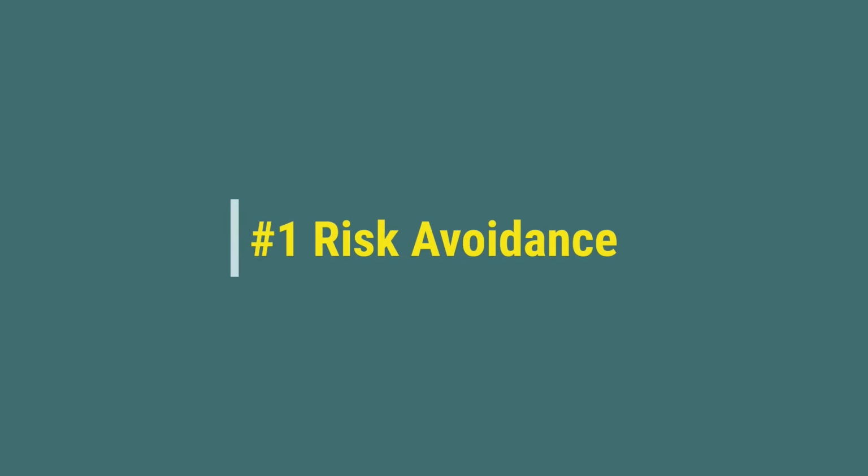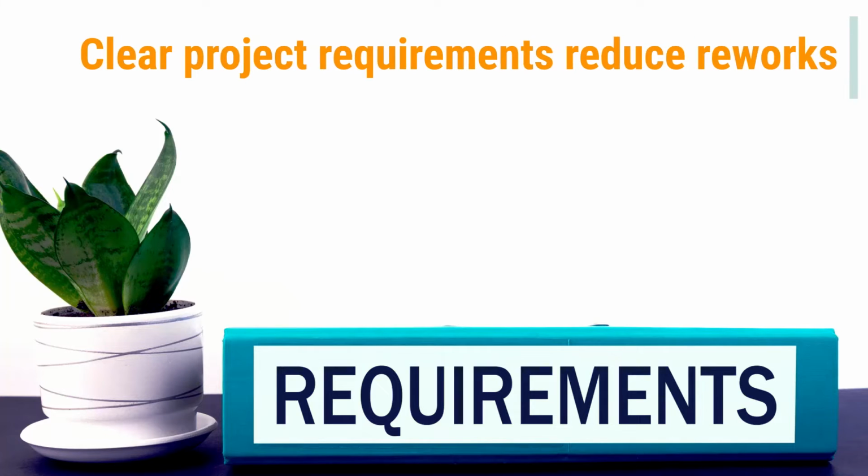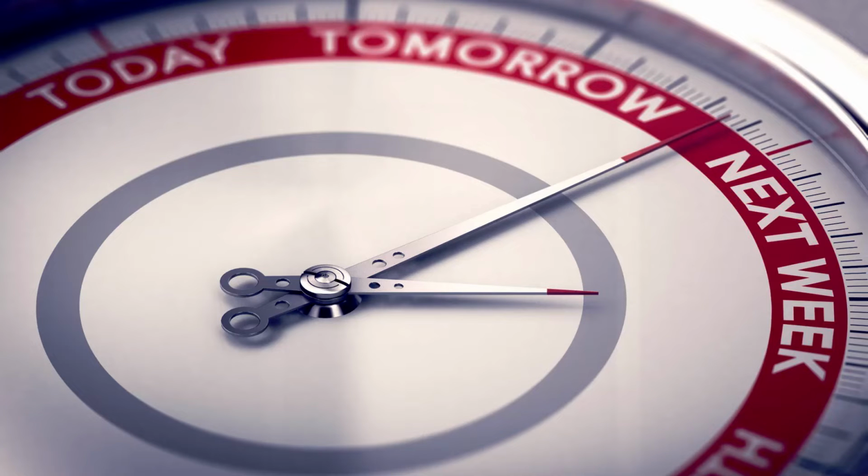Risk avoidance involves taking proactive steps to eliminate the risk by putting the right measures in place from the start. For example, establishing clear project requirements up front so your customizations will meet your needs without needing reworks. Sometimes risks can't be avoided completely, but they can be postponed and managed more effectively later.